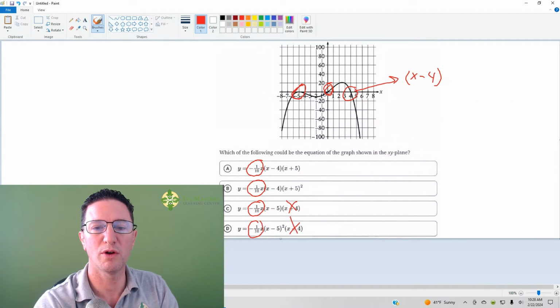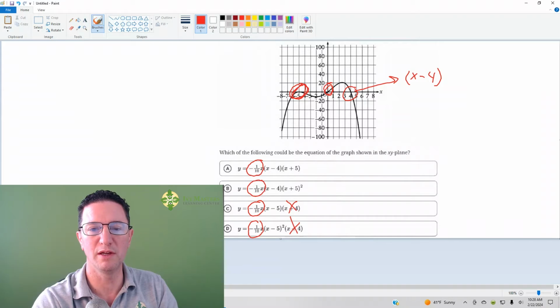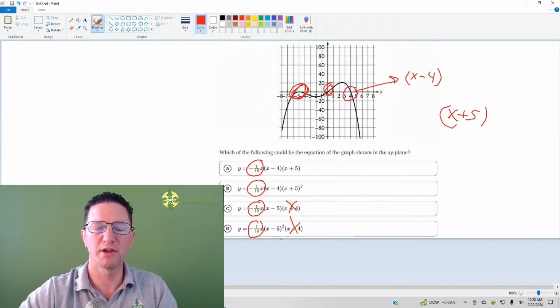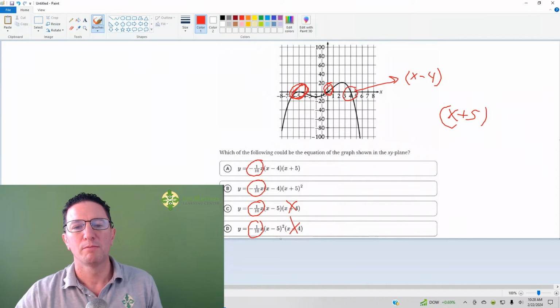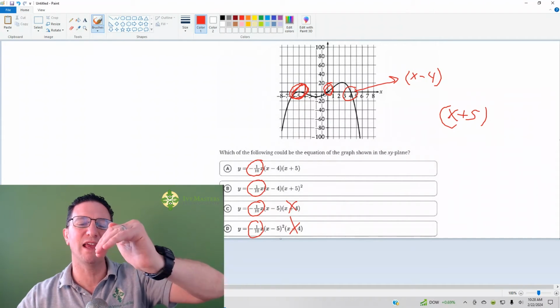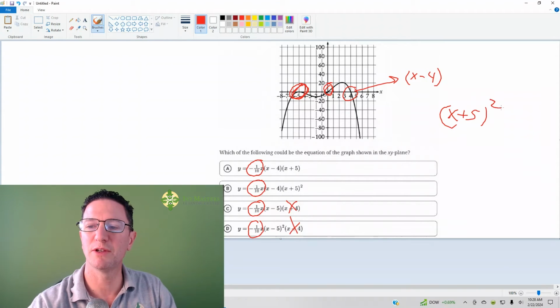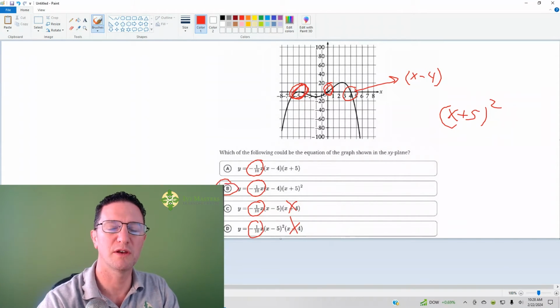Now if we look at this one over here, at this point we're down to 2 answer choices. We know it's got to be A or B. If you notice, it bends at negative 5. So first of all, since it does touch the x-axis at negative 5, we know x plus 5 is a factor. Both answer choices A and B show that. But since it bends at the axis and it just kisses that axis, it's going to be squared. So the correct answer is going to be B.